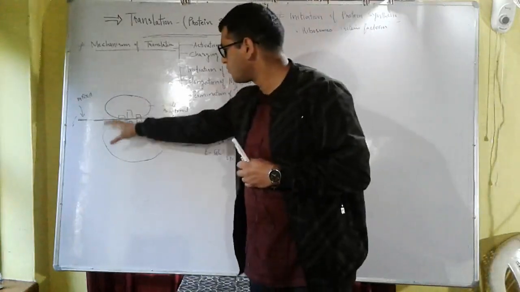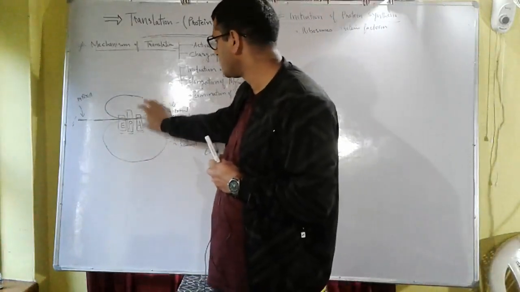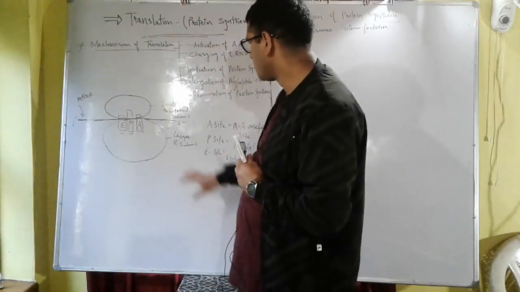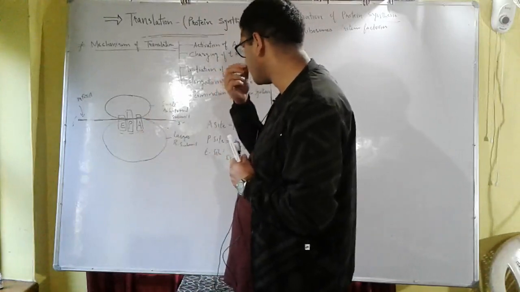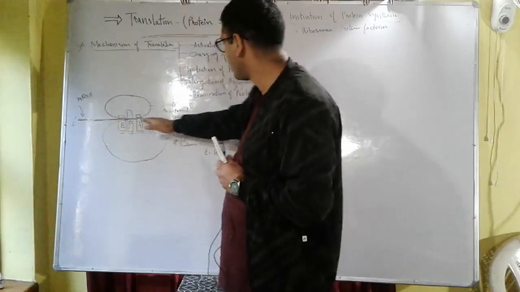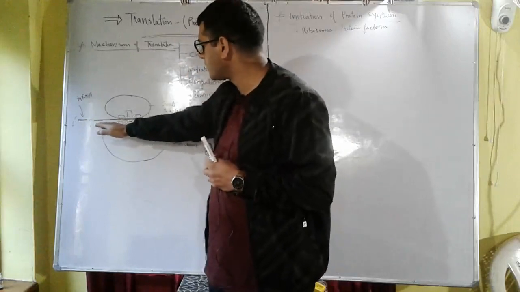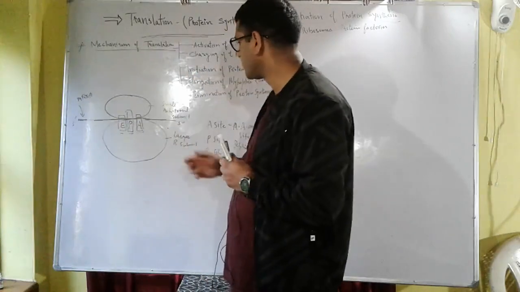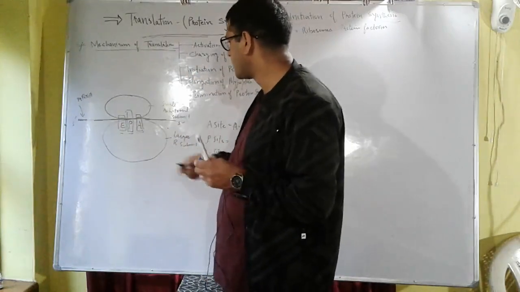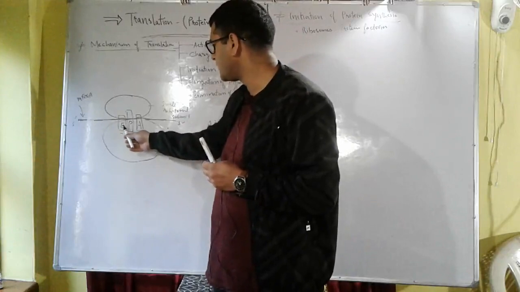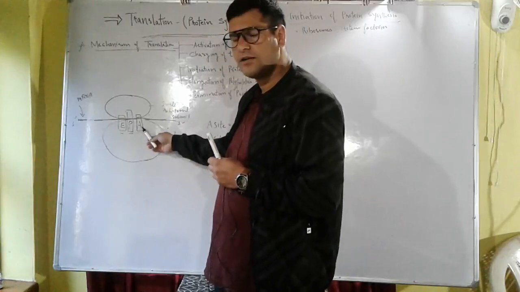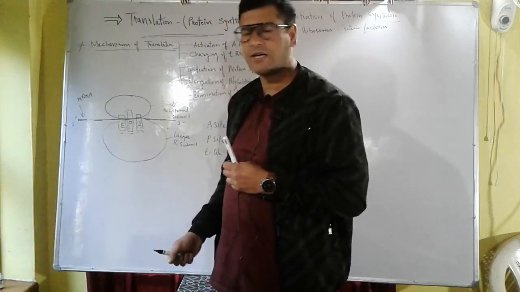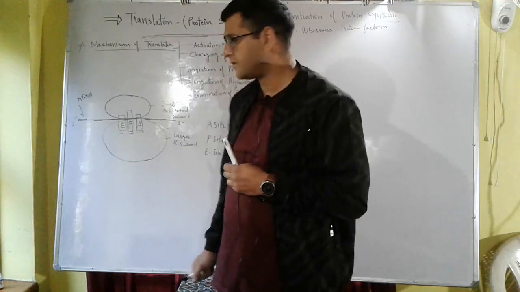These ribosomes have two subunits. This is the small ribosomal subunit, this is the large ribosomal subunit, and this is the messenger RNA, with its 5' to 3' end. These are three sites: the A site, P site, and E site. A site is the aminoacyl acceptor site, P site is the peptidyl site, and E site is the exit site.